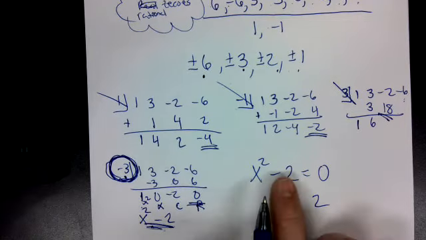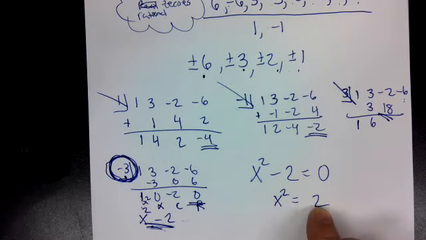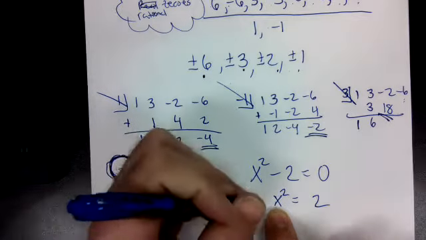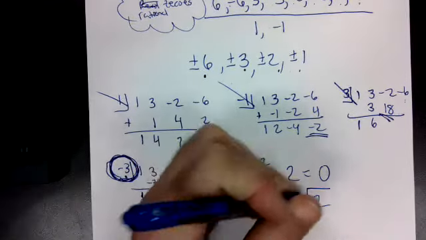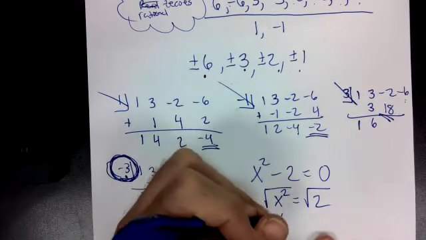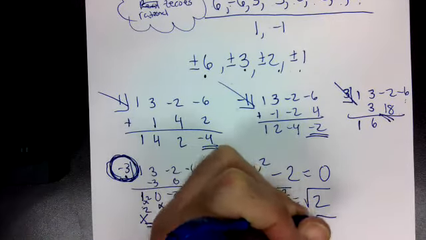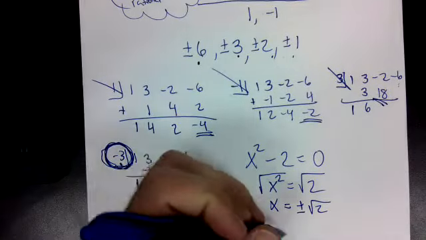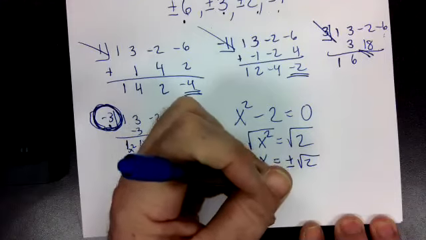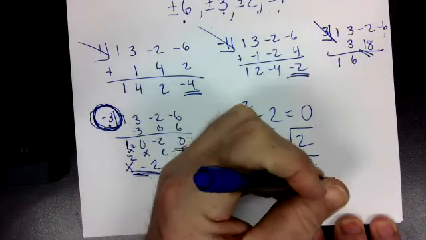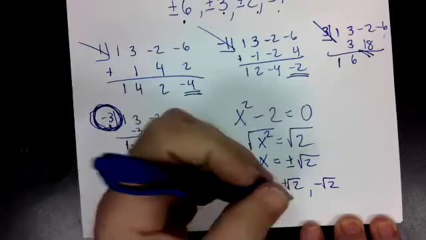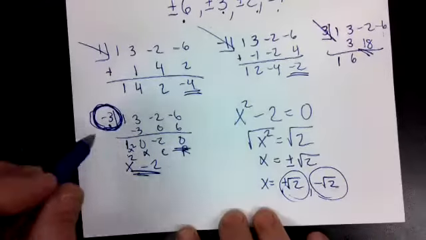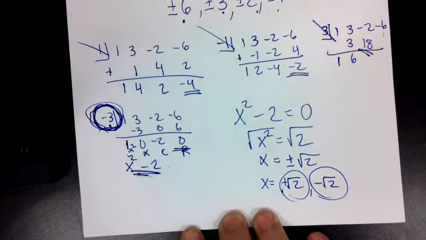So again, x squared minus 2. Add 2 to both sides. How do I get rid of the squared? Square root. And remember, whenever you square root, you have to account for both the plus and the minus, which you can write together or separate. But in any case, there's your zeros.